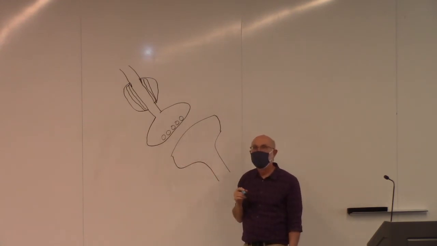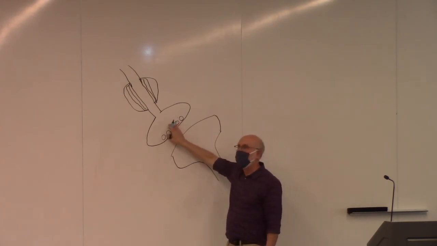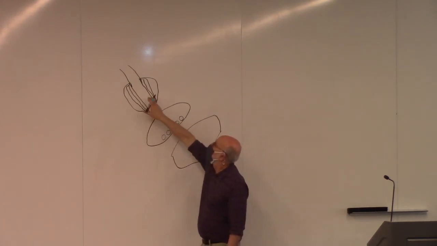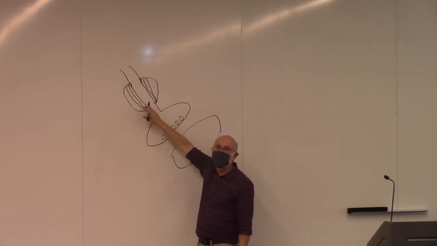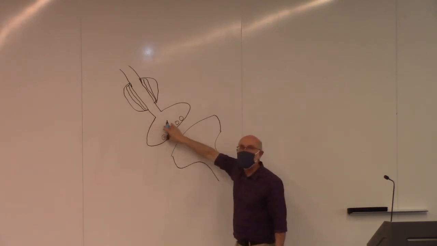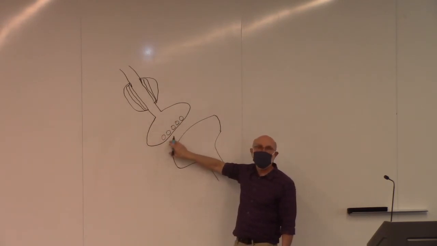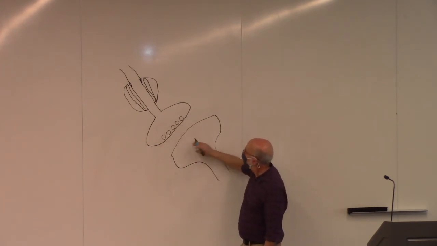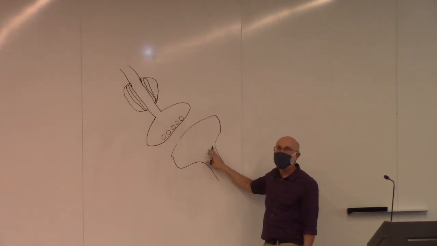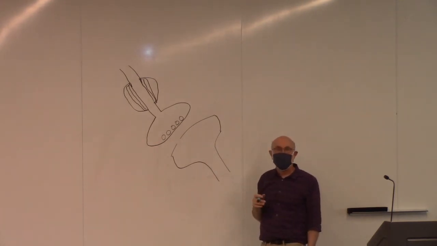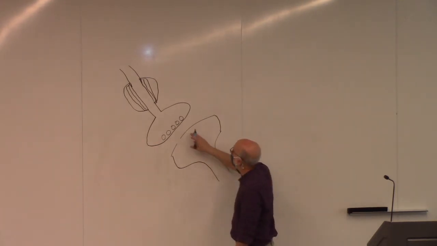The terminal, or presynaptic terminal, of a neuron. So this is the axon. This is trying to cartoon myelin insulation, presynaptic terminal, synaptic vesicles. If this is the presynaptic terminal, what is this? Postsynaptic spine, or dendritic spine.